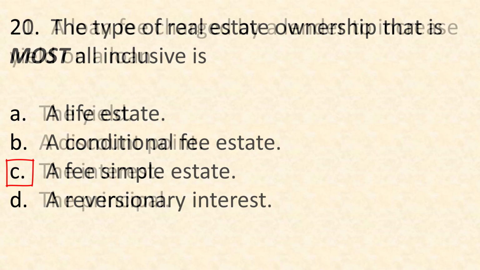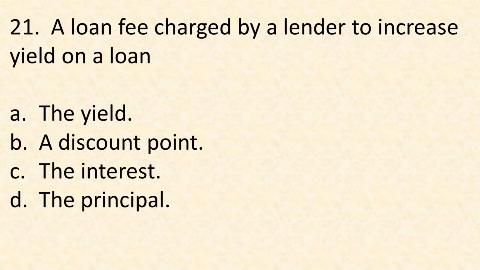Question number 21. A loan fee charged by a lender to increase the lender's yield on a loan is A. Yield, B. A discount point, C. The interest, or D. The principal. The answer is B, a discount point. Discount points are used to increase the lender's yield on its investment.